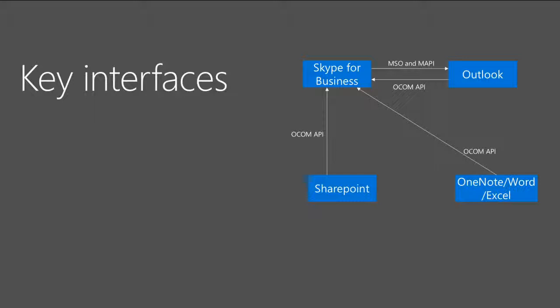If you have seen the other sessions that have gone on, Exchange REST APIs and AWS REST APIs are available for all, and the same APIs will be available to Skype for Business as well.